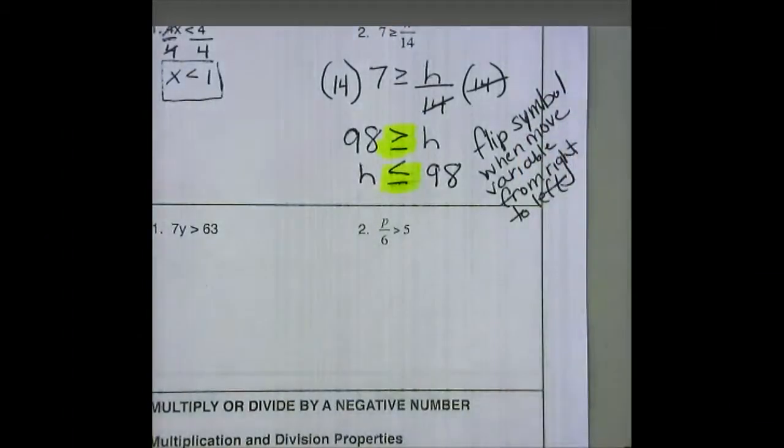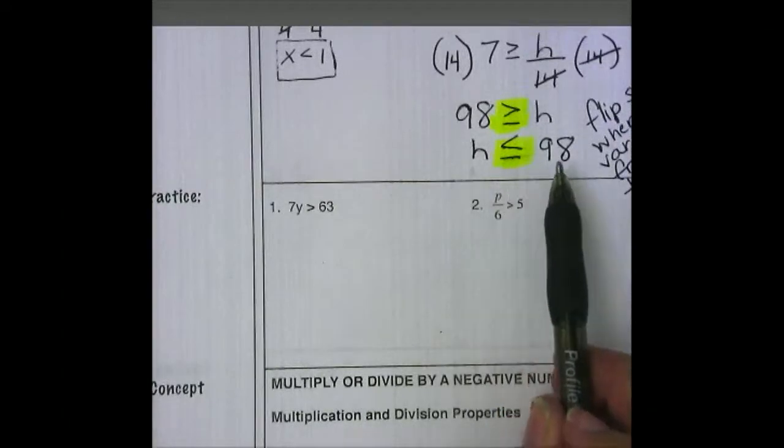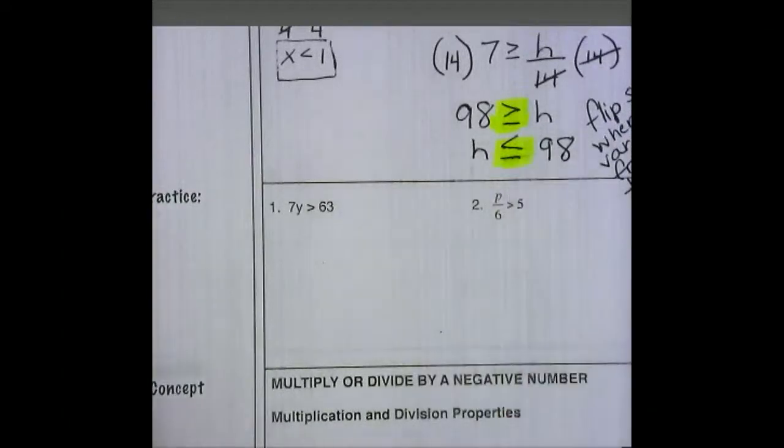It's very important that you remember that you can't just move the variable to the other side of the inequality like you can on an equation. You actually have to flip that symbol so that it has the same answer. So h is less than or equal to 98, and we talked about last week that means that any number that is less than or equal to 98 will make that inequality true.